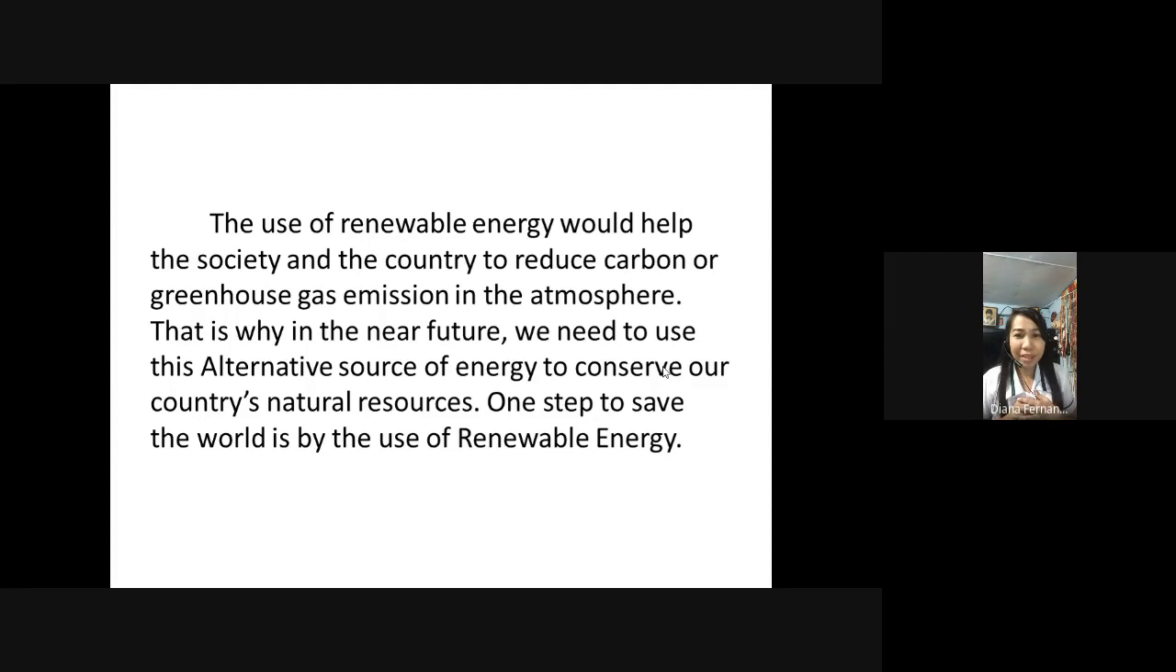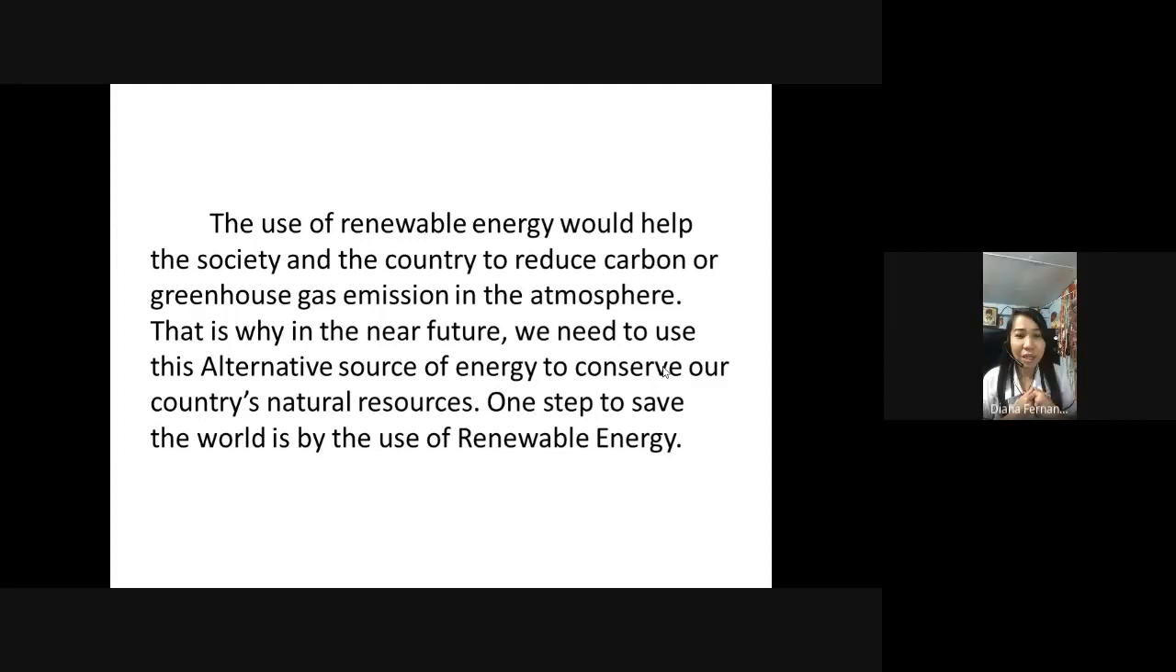So, this is the time na dapat meron tayong alternative source of energy. Ano po? Dapat meron tayong iba pang mapagkukunan para hindi nagkakaroon ng pagkukulang or pagkaubos ng ating natural resources. At yung environment din natin ay at stake.